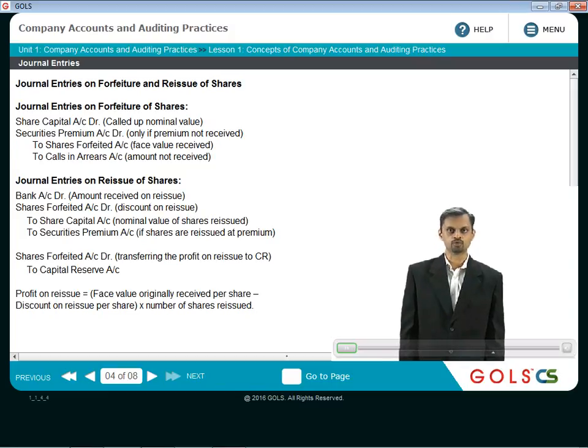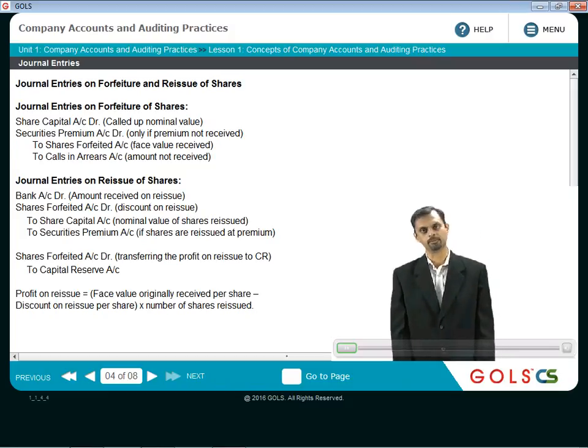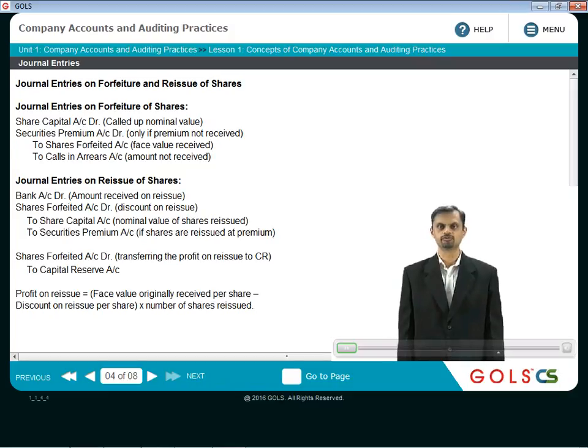To share capital account to the extent of the face value, and to securities premium account if the shares are reissued at premium. So suppose the share of face value of rupees 10 which was forfeited earlier now is reissued at rupees say 8. So that means 8 rupees will be received. So bank account debit 8 rupees. 2 rupees is a discount on reissue, because 10 rupees face value share, it is issued at 8 rupees. That means 2 is the discount.